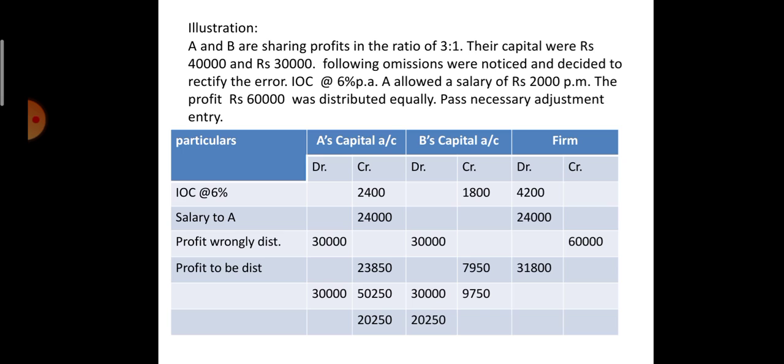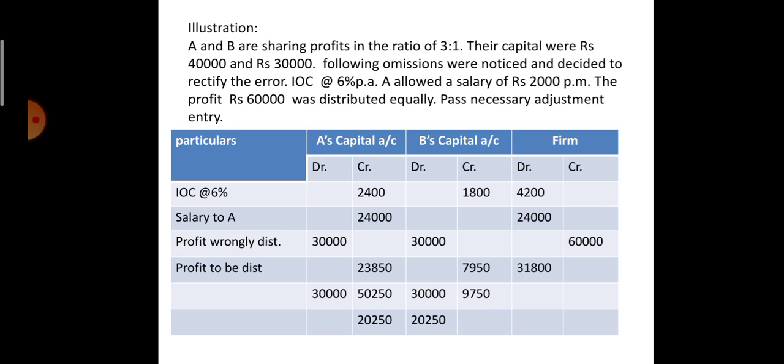Now let's take one more question. There are two partners. There can be 3, 4, 5 partners also, but here to represent in this PPT, taking two partners is comfortable, because then we can use bigger fonts. Otherwise I have to use very small fonts. So A and B, there are two partners, 3:1. Their capitals are 40,000 and 30,000. Now see, it is fluctuating capital. They have not used the term fixed capital.